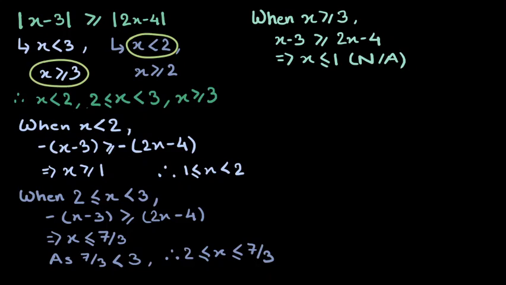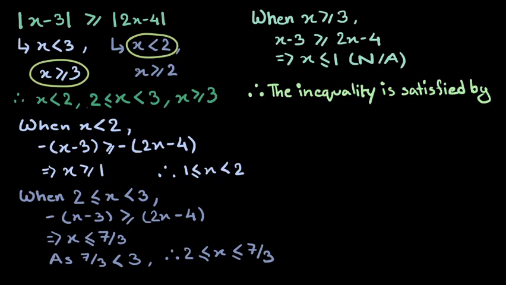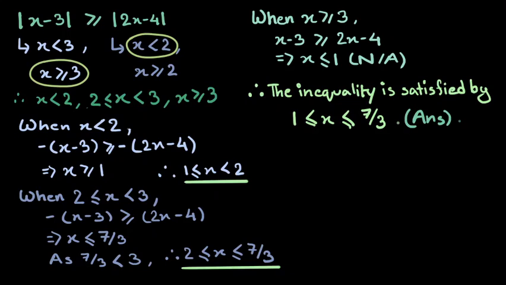We combine the first 2 cases and we see that the inequality is satisfied by x is greater than or equal to 1 and less than or equal to 7 by 3, taking the limits.